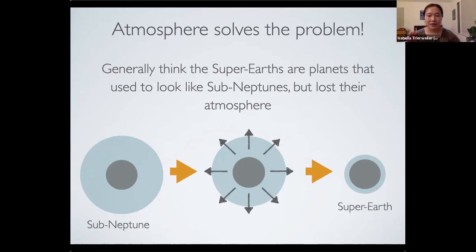So between sub-Neptunes and super Earths, the name of the game is always getting rid of that atmosphere and making the transition from having a puffy sub-Neptune down to having a super Earth planet.